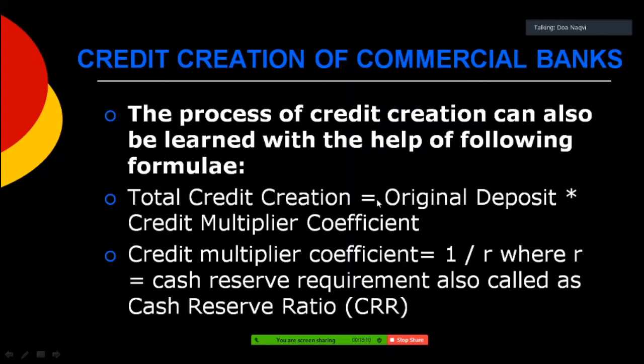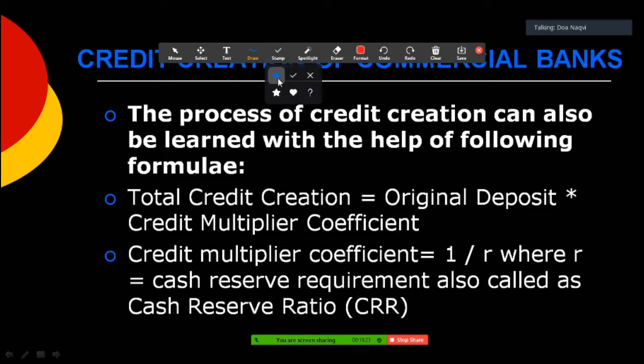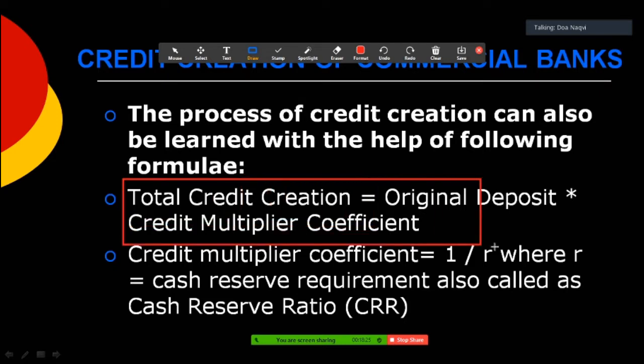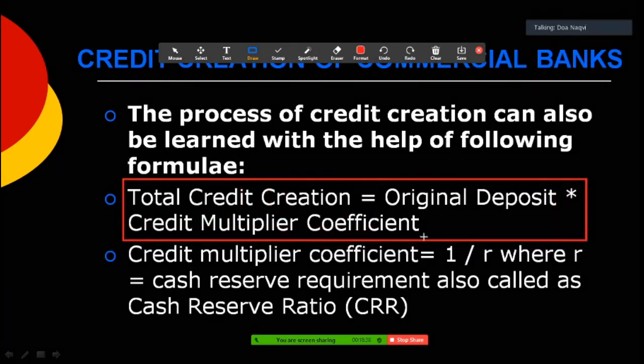Total credit creation is equal to original deposit into the credit multiplier coefficient. I will repeat this formula again. Total credit creation is equal to original deposit into the credit multiplier coefficient. Now you will see here there is a new term, credit multiplier coefficient. What is credit multiplier coefficient? It is nothing but 1 upon R, where R is the cash reserve ratio.